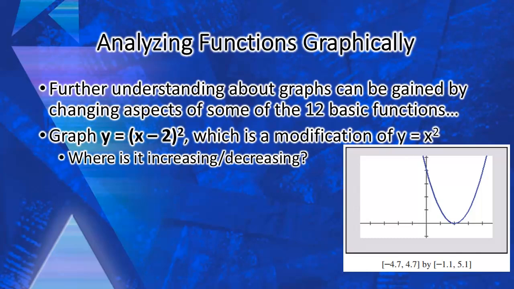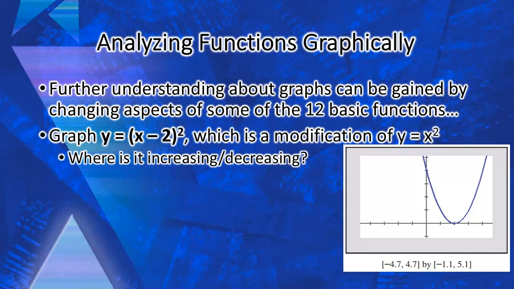So hit your window key, and we are going to change the window to where our x minimum is negative 4.7. Our maximum is 4.7. We'll keep our scale at 1. Our y minimum, we are going to make a negative 1.1, just so we can see the negative 1 piece there below. And we'll make our y maximum a 5.1 so that we can see where 5 is located. Make your scale for the y 1 as well.